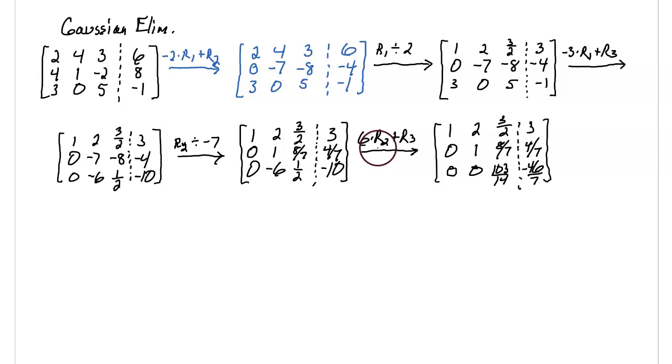The reason I selected that row operation is because it created a 0 in this position. There's only one more change that needs to be made to create row echelon form. We want to have a 1 in this position. We can accomplish that by taking row 3 and dividing by 103/14. Another way to think of it is take row 3 and multiply by 14 over 103. I'll write the result over here.